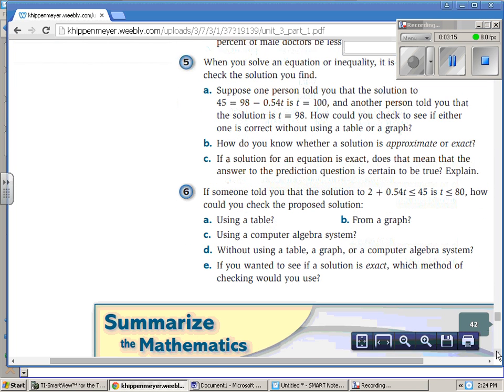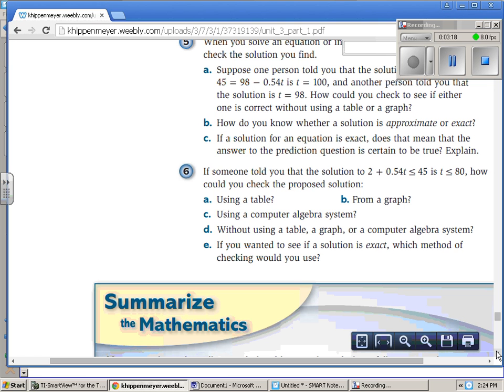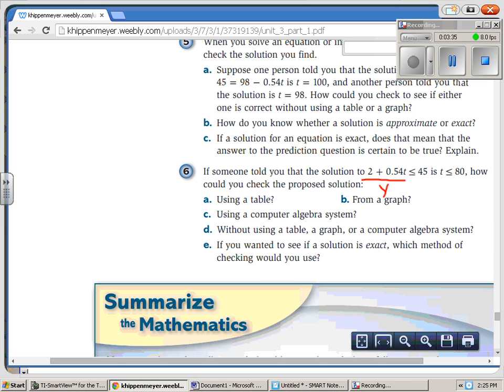Let's go ahead and look at number 6. If someone told you that the solution to 2 plus 0.54t is less than or equal to 45 is t is less than or equal to 80, how could you check the proposed solution, A, using a table? So let's just start with a table. We're looking for where the percentage of female doctors, so Y2, is less than or equal to 45. And we're being told that that is going to occur where t is less than or equal to 80. So we're going to look at the female doctor equation in the calculator, and we're going to look at 80 years and see if this is true.